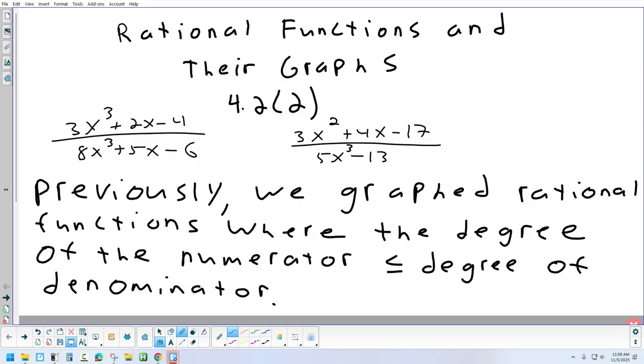This one always has a horizontal asymptote at what number? Because the degree in the bottom is bigger, it's always going to be at what? 0. This one always has a horizontal asymptote at, well, whatever those two numbers divide out to give you, because the x cubes are gone. Right. Okay, any questions about the kind we did yesterday?